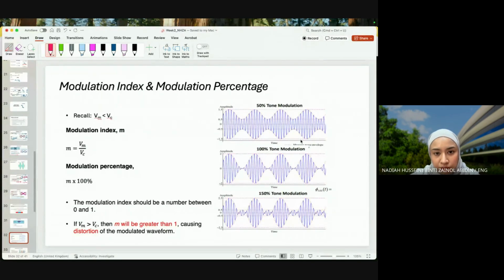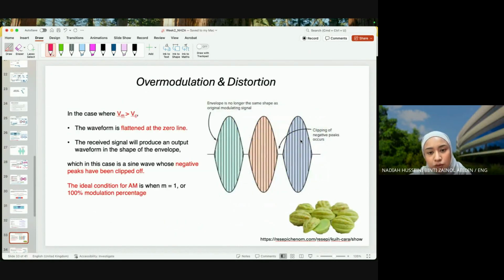If Vm is greater than Vc, how would it look like? Let me show you. Overmodulation and distortion will happen in the case where Vm is greater than Vc. The waveform is flattened at the zero line. Why? Because it overlaps like that. So it cuts out. The information that is supposed to be there is no longer there because it's cancelled out. It is removed. So it's flattened at the zero line.